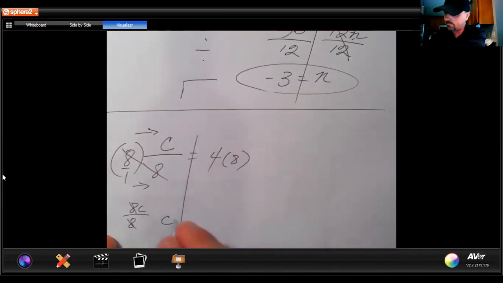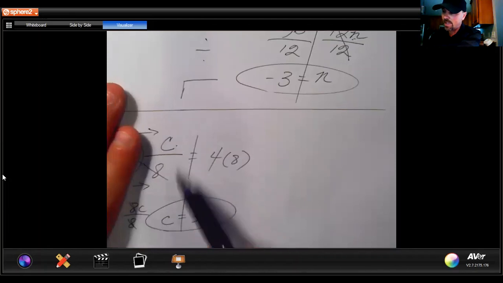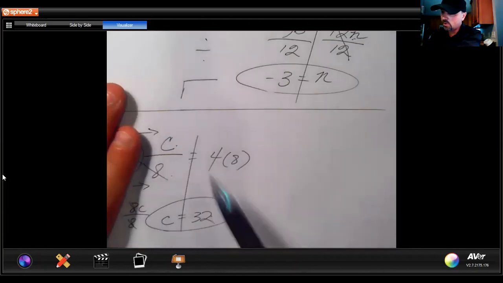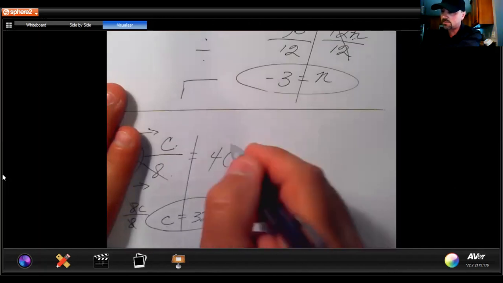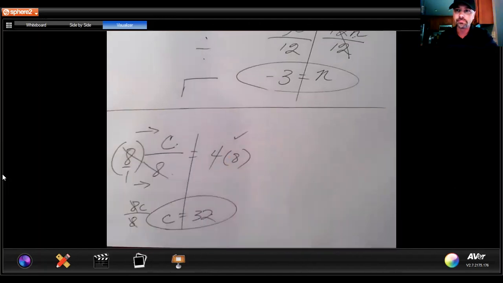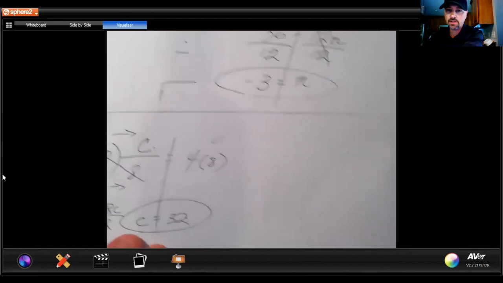4 times 8 is equal to 32. Check your work. Go back to the original equation. C divided by 8, 32. 32 divided by 8 equals 4. That is true. Okay, so 32 is the answer for that variable.